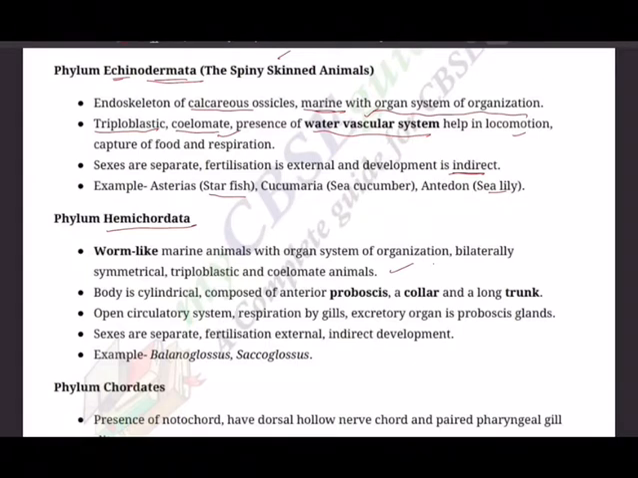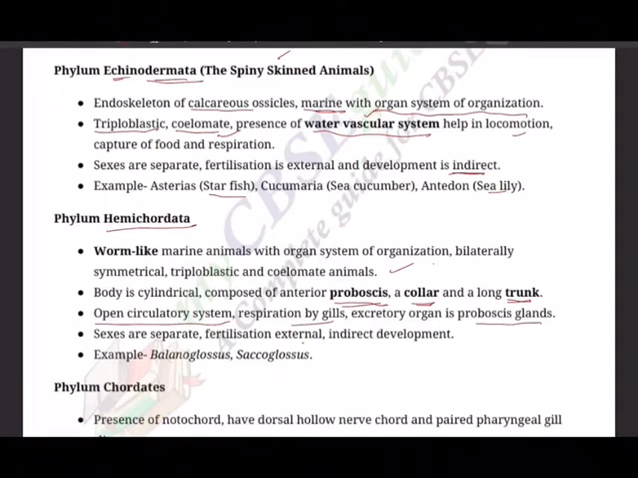Body is cylindrical, composed of anterior proboscis, mouth-like one, collar, which in future is going to be neck, and long trunk. So slowly the evolutionary trend is showing what will happen in the future. Open circulatory system. Slowly the circulatory system is evolving. Respiration by gills, and excretory organ is proboscis glands. Sexes are separate. Fertilization external, indirect development.